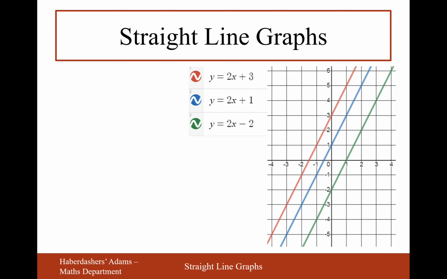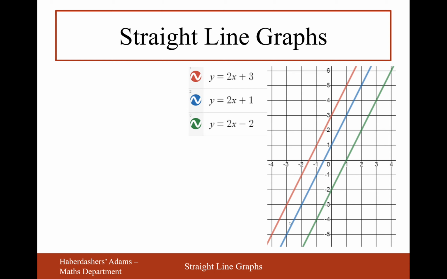Okay, so that took us quite a while to draw those graphs. Let's see if we can spot any shortcuts and spot some patterns in how we might draw straight line graphs in the future. So I've drawn here 3 graphs, y equals 2x plus 3, that's the red one. The blue one is y equals 2x plus 1, and y equals 2x minus 2 is the green one.